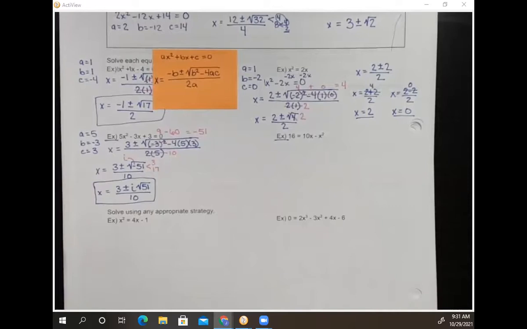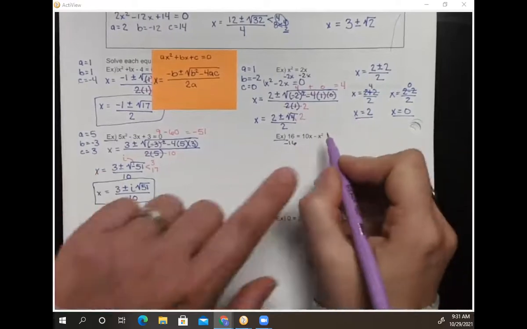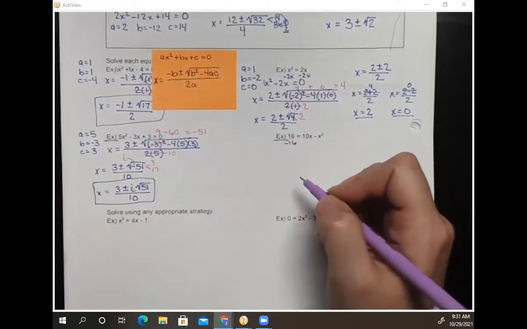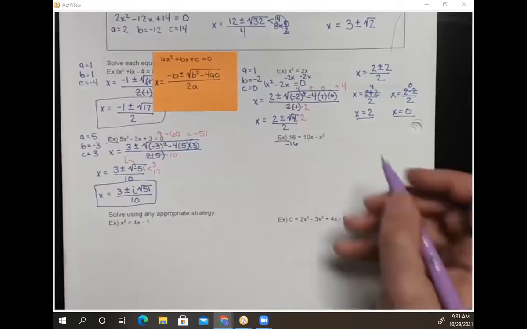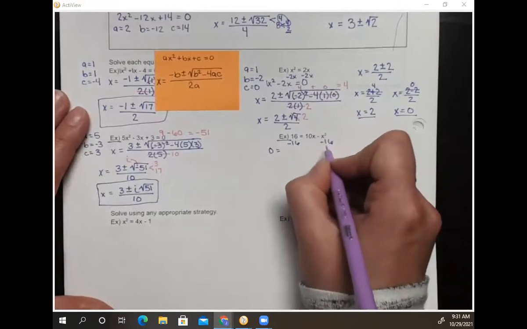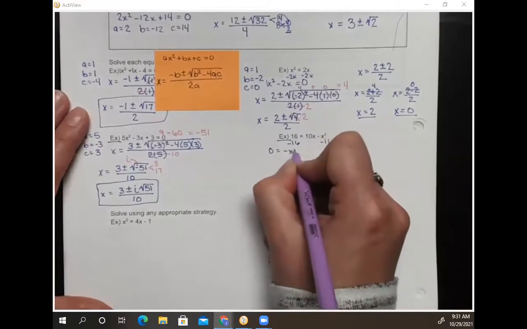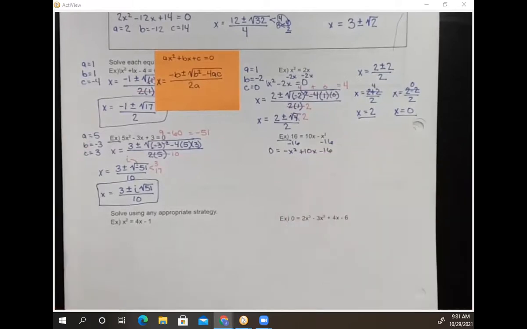We don't have standard form here, so I'm going to have to move some stuff around. I'm going to move the 16 to the other side. If you moved this stuff over here, that's fine too. As I said earlier, general preference is to have the x squared term be positive, but you don't have to have it positive to be able to use quadratic formula. So I'm going to show you that with this one. So we would get 0 equals, I am going to rearrange this into standard form though, -x squared plus 10x minus 16. If you moved your stuff to the other side, that's okay. We're still going to get the same final answers as long as we simplify correctly.